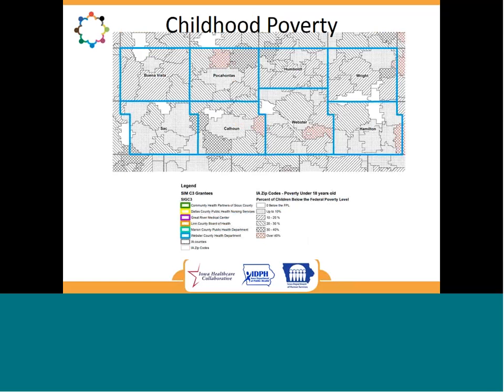And you can see in the scale we go from 0 below the federal poverty line for children all the way up to over 40% of the children in that zip code being below the federal poverty line with the red hashes. This is the variable he uses for comparing the other 11 variables in his research, as we'll see in the next slide.